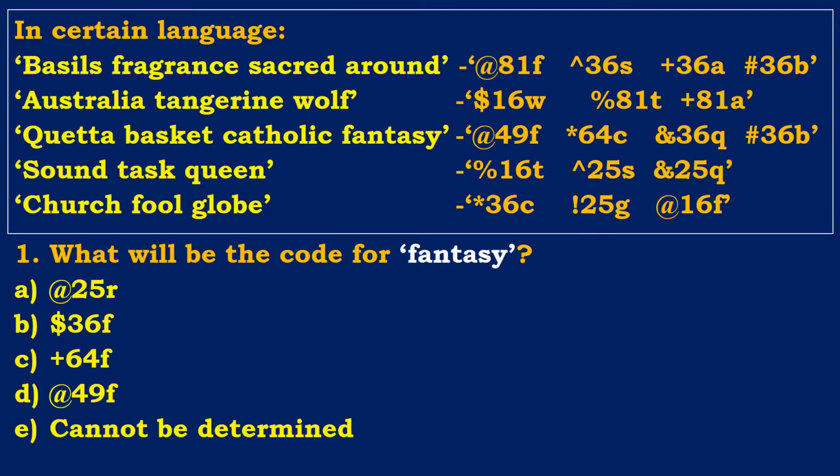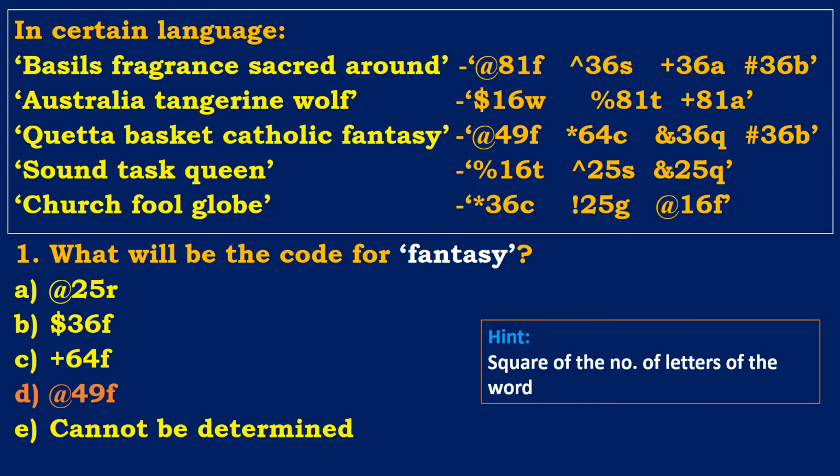Example 1. In a certain language, words are coded as symbols, numbers, and letters. 1. What will be the code for Fantasy? Each word is coded as one symbol, the square of the number of letters in the word, and the initial letter of the word. Fantasy includes 7 letters, and the square is 49. F is the first letter. As a result, option D is the right answer.